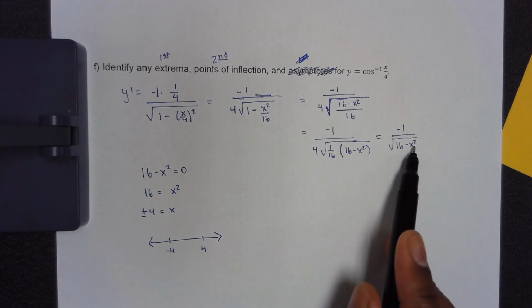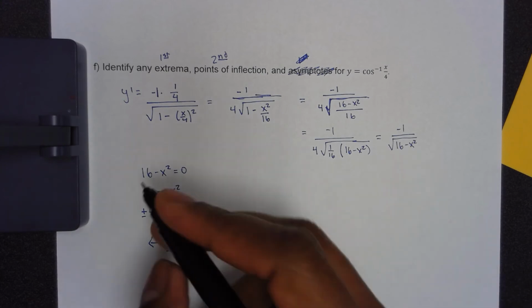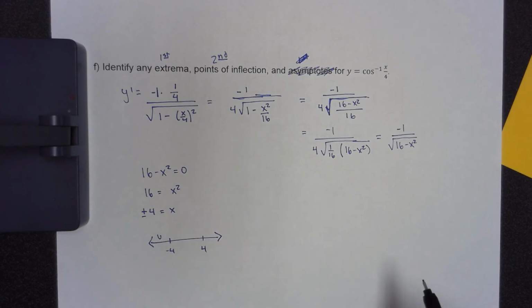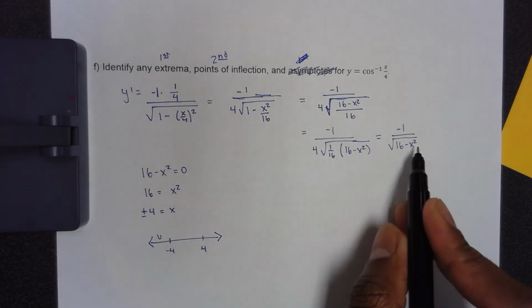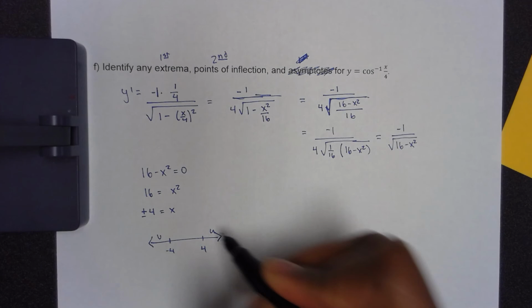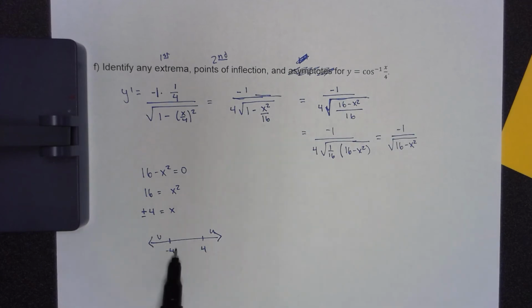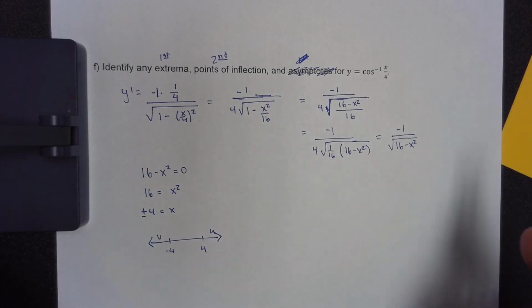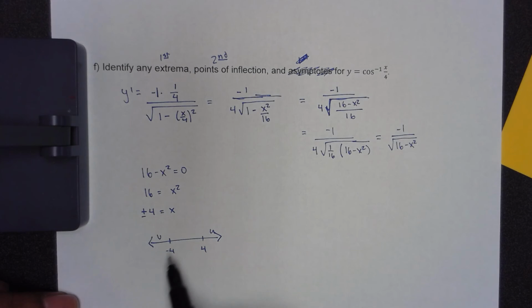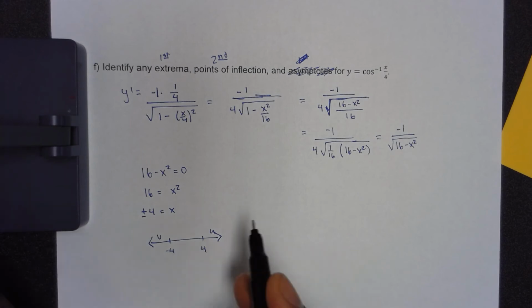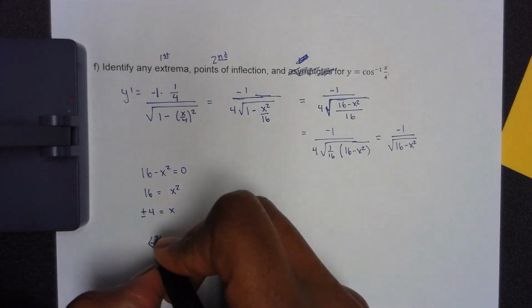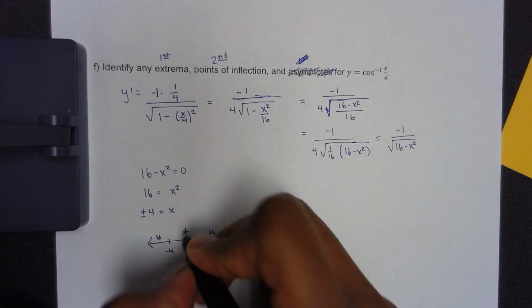If x is less than negative 4, this is undefined. If x is greater than positive 4, this is also undefined. So the derivative is only usable between negative 4 and 4, which means that we do not have any extrema. And we can find out if this is increasing or decreasing by substituting in some value between negative 4 and 4, like 0. Since the square root is defined for positive numbers, we should get a positive.